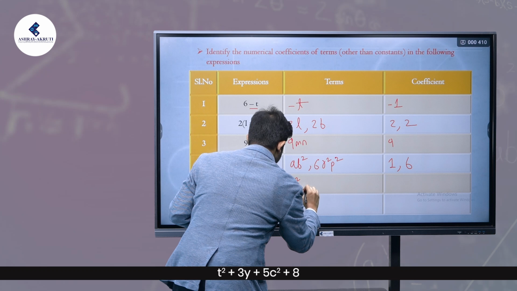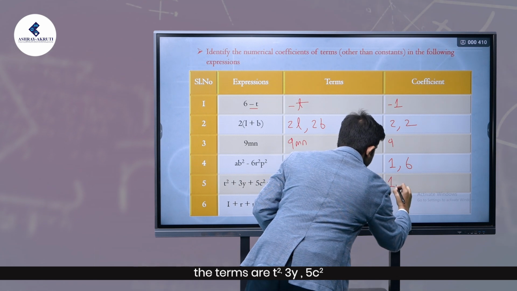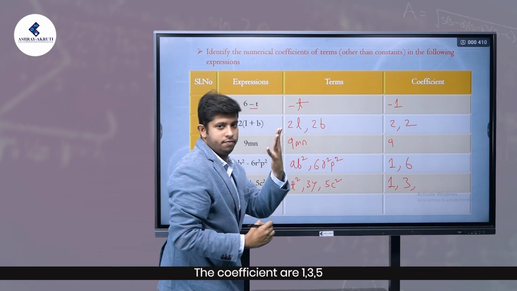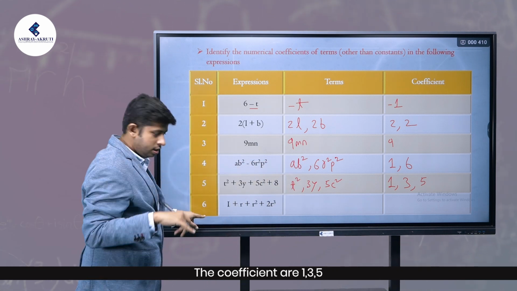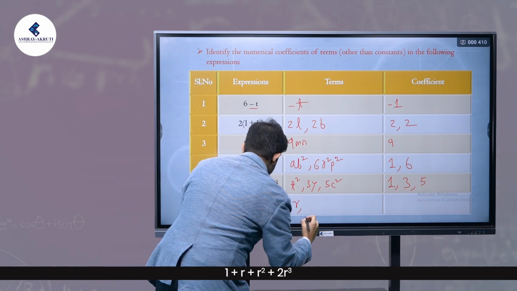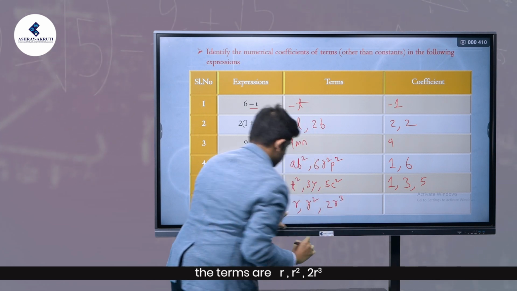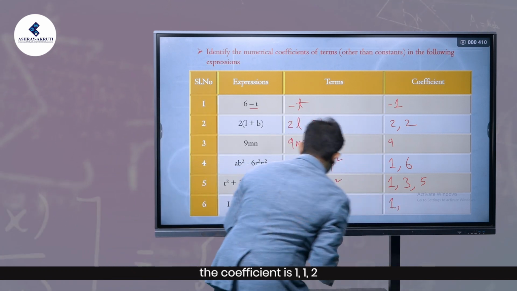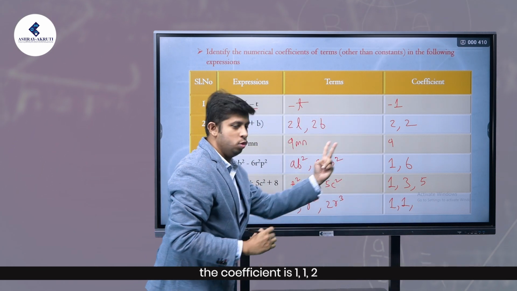Next one, T square plus 3y plus 5c square plus 8. The terms are T square, 3y, 5c square. The coefficient is 1, 3, 5. Last one is 1 plus r square plus 2r cube. The terms are r, r square, 2r cube. The coefficient is 1, 1, comma 2.